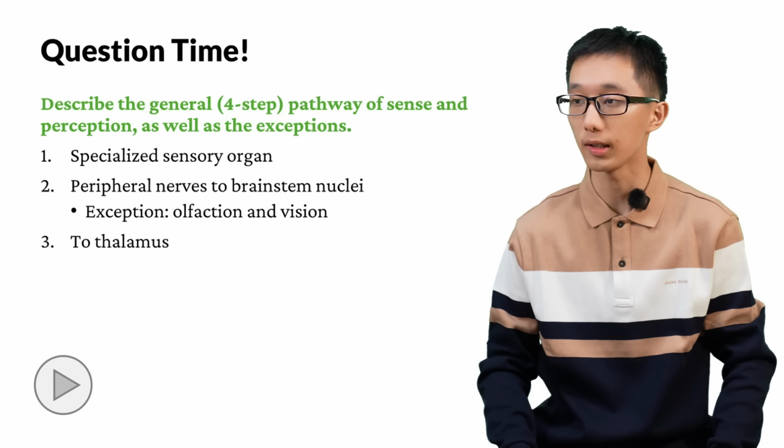Thirdly, the information is transmitted to the thalamus. Olfaction is the only sense in humans that does not pass through the thalamus. And finally, we get to the cortex and different levels of cortices.